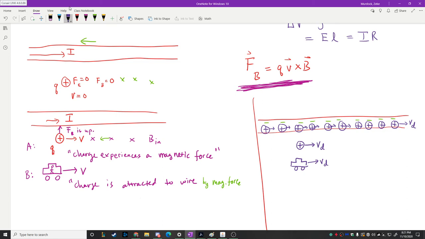It looks like the charges aren't moving, right? When you say it, you mean the charges in the wire? Yeah. That's exactly right, Mr. Meowers. That's the key thing here. It looks like nothing's moving.